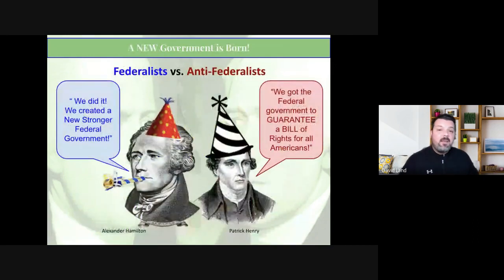So what does this mean? It means that now we're having a government and now we're having a party because a new government is born. So the Federalists and the Anti-Federalists find that compromise. They get the Bill of Rights. They get their Constitution for their federal government. Boom, we've got a new country.